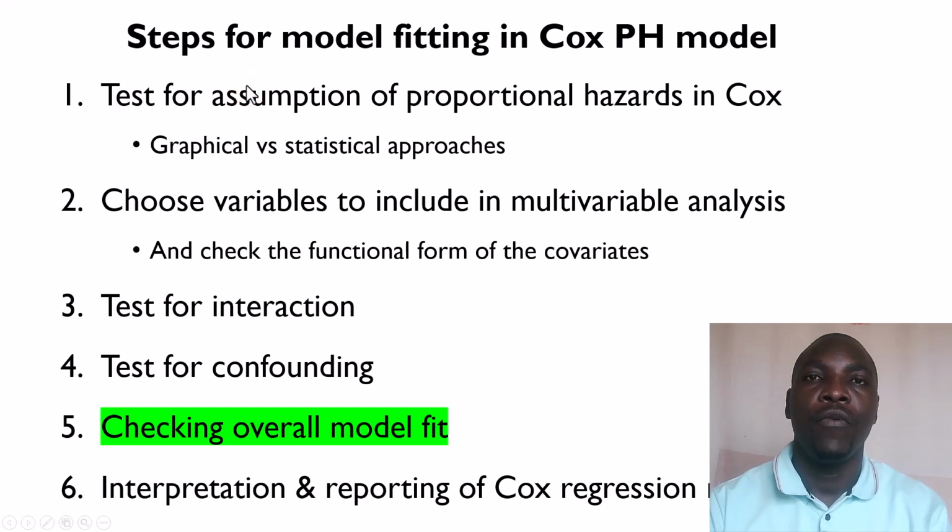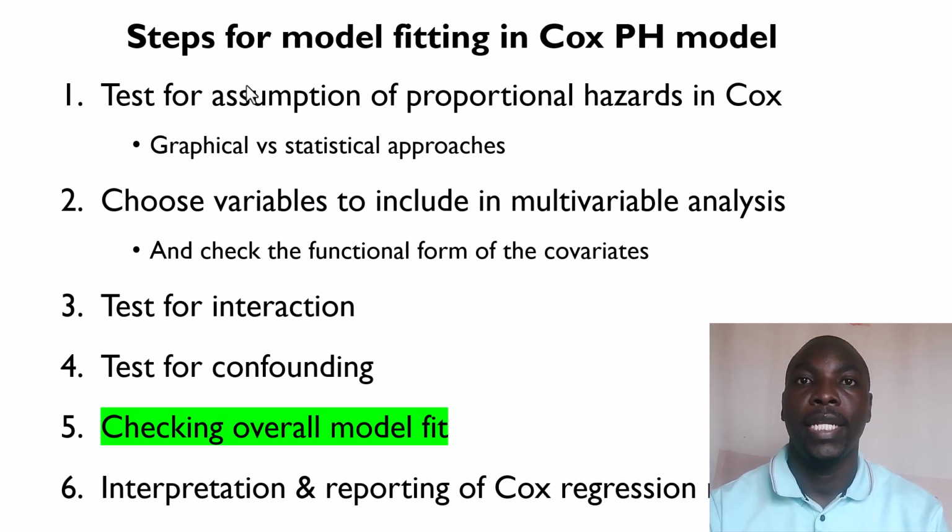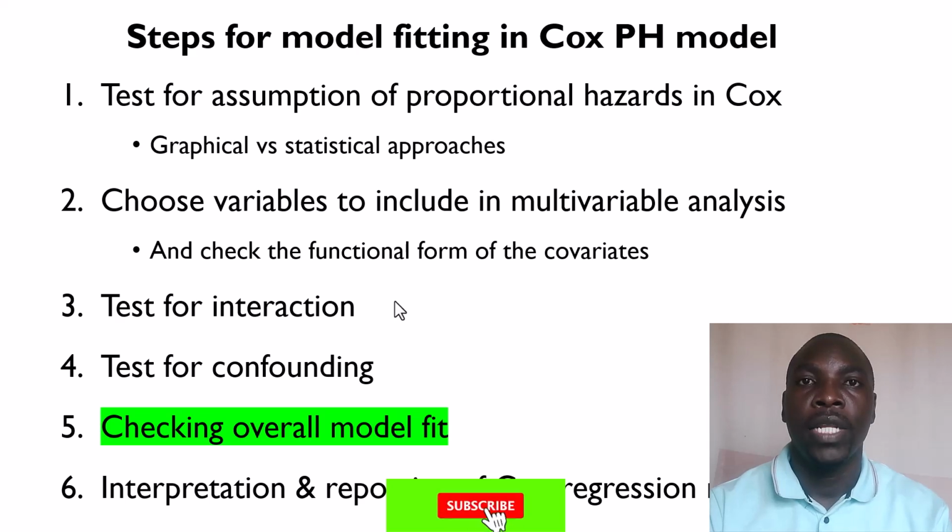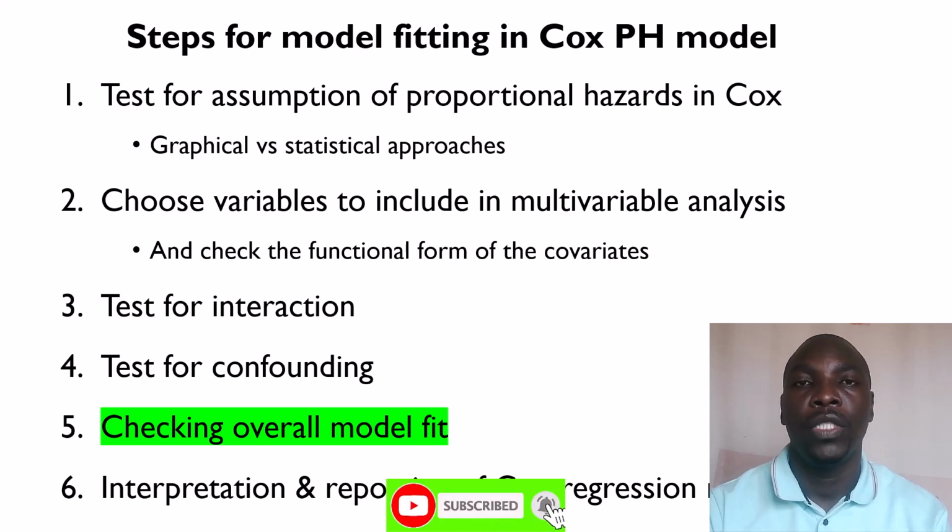In this video, we are going to go through the process of checking the overall model fit for a Cox regression model in Stata. Consider watching our previous episodes to appreciate how the other steps 1 up to 4 are done. We have also covered other approaches like the Kaplan-Meier and the log rank test for analyzing our survival data. So today we are focusing on how to check goodness of fit of your final model.